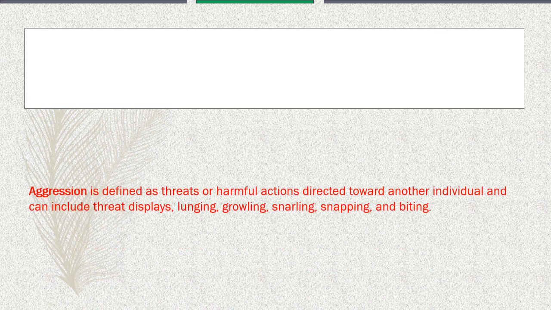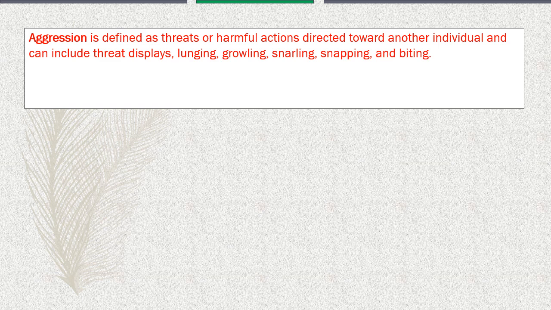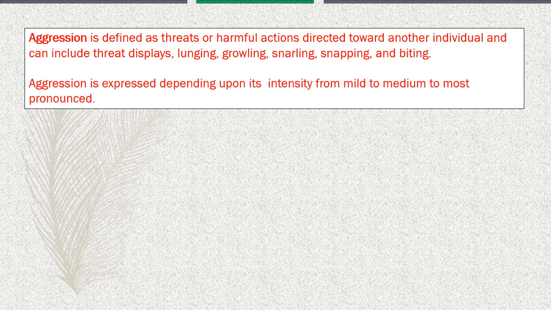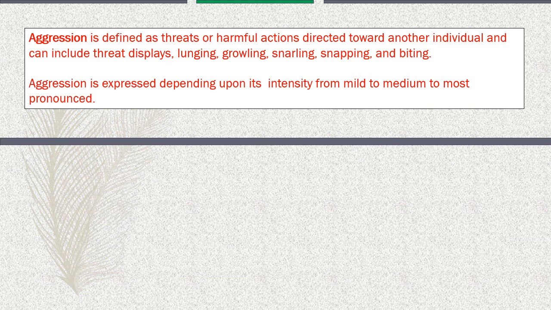Aggression is among the most conspicuous of all animal activities. Aggression is defined as threats or harmful actions directed toward another individual and can include threat displays, lunging, growling, snarling, snapping, and biting. Aggression refers to behavior that is intended to harm another individual. Violence is aggression that creates extreme physical harm. Aggression is expressed depending upon its intensity from mild to medium to most pronounced.